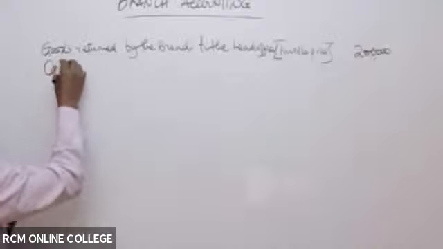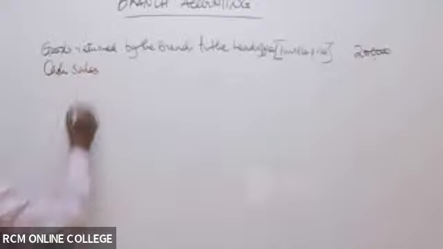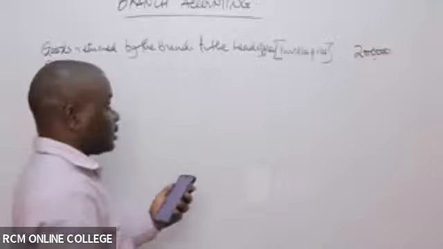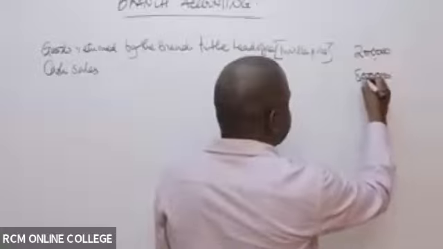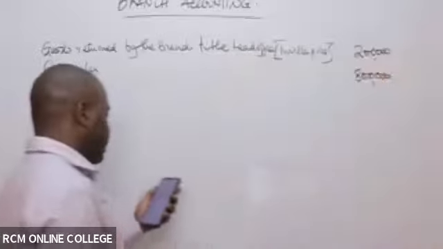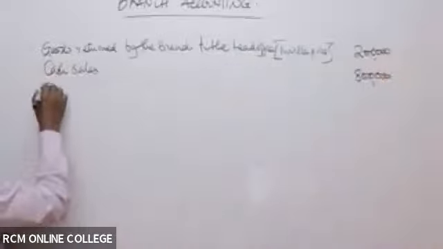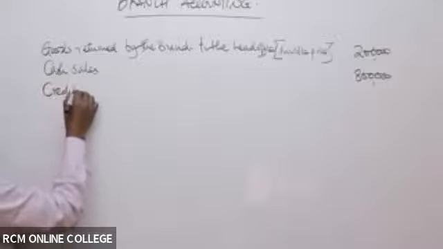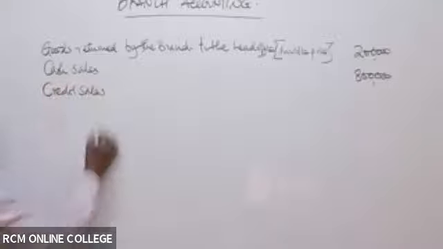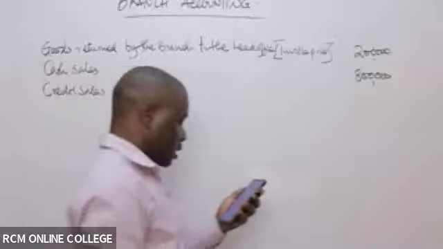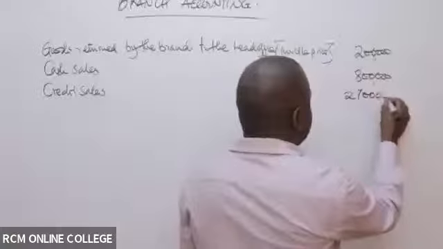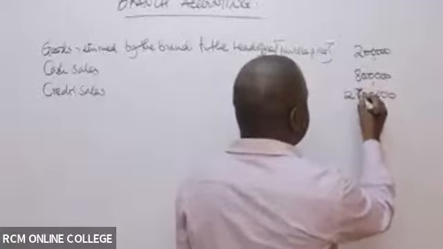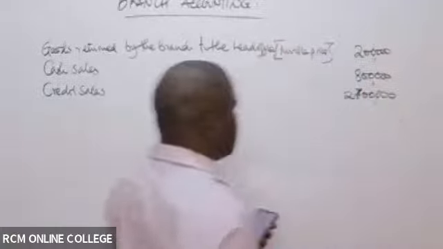So there were cash sales which were made by the branch. In this case, it was actually 800,000. They also made some credit sales, amounting to 2.7 million. So they made credit sales of 2.7 million.